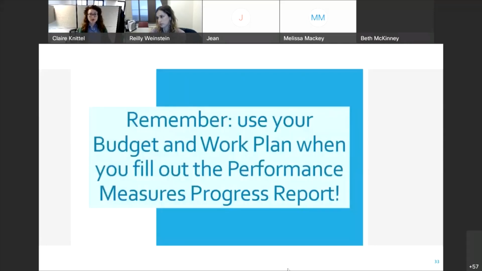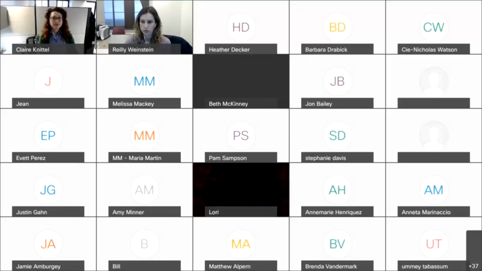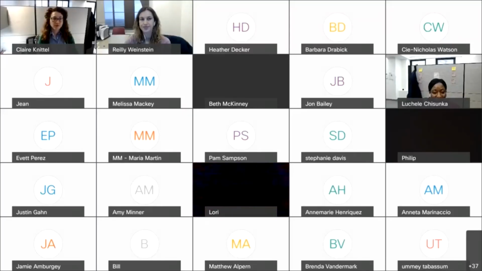So finally, use your budget notes and your work plan when you fill out the performance measures progress report. They will be able to answer most of your questions, if not all of your questions, in terms of where you should report your positions and how you should categorize them. And that is it for me.